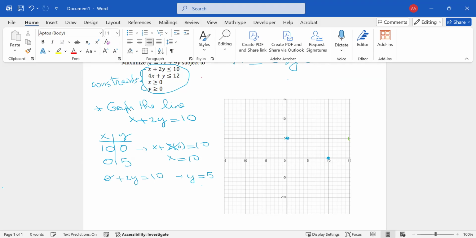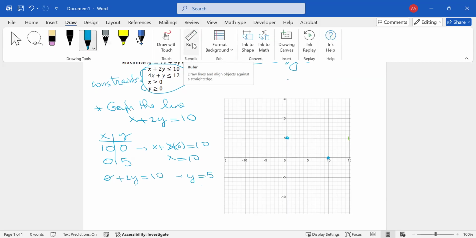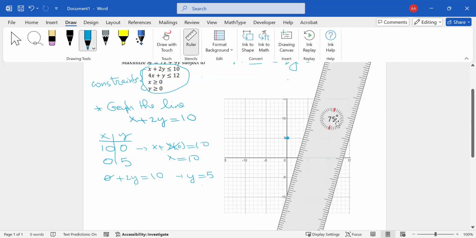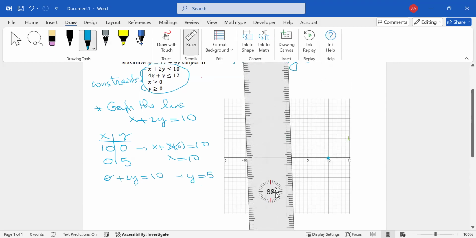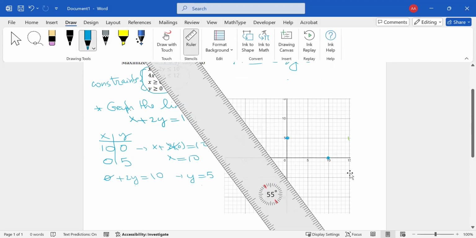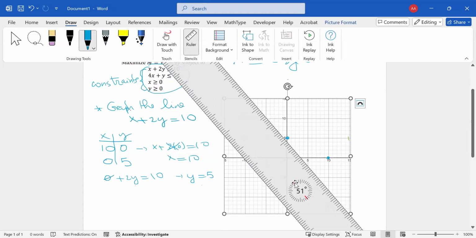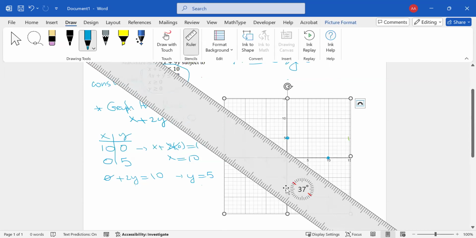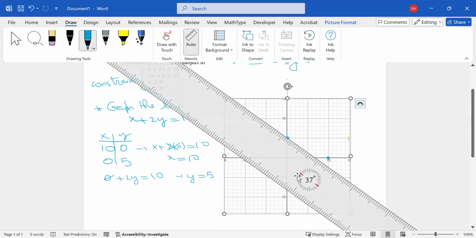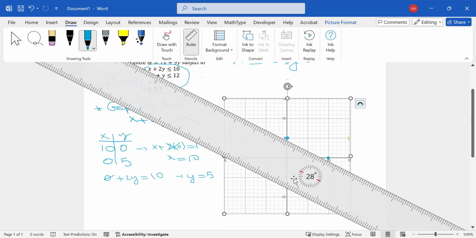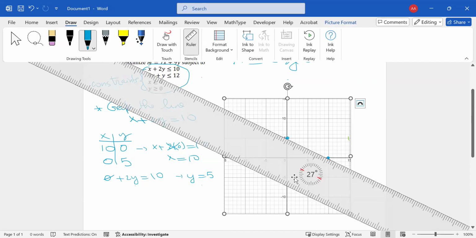So I'm going to plot it here. I need a lot of precision because we're trying to graph exactly this line right here. That's why I'm using my ruler, in order to graph it exactly. All right, so this looks good.